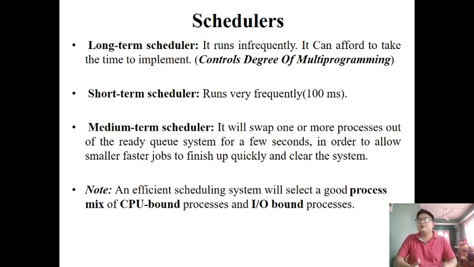Now next is the short-term scheduler. The short-term scheduler is also known as the CPU scheduler, and it is responsible for identifying the process from the ready queue, which process should run from the linked list that is maintained by the ready queue.